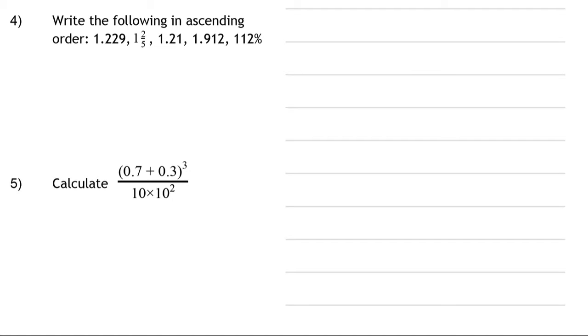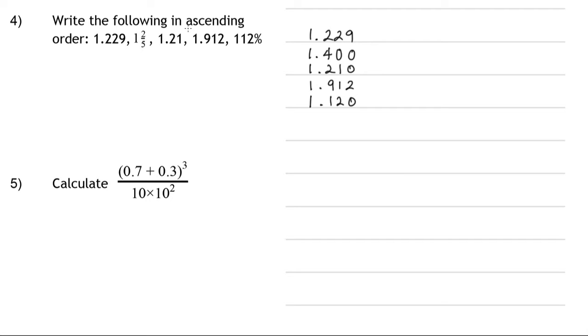For question 4, we have to write the following in ascending order. So we've got 1.229, and then we have 1 2/5. Now 1 2/5 as a decimal is 1.4. Then we have 1.21, 1.912, and then 112% can be written as 1.12 as a decimal. What I recommend you then do is to add some zeros, so we've got the same number of digits in each column, and this will make it a lot easier to identify the order.